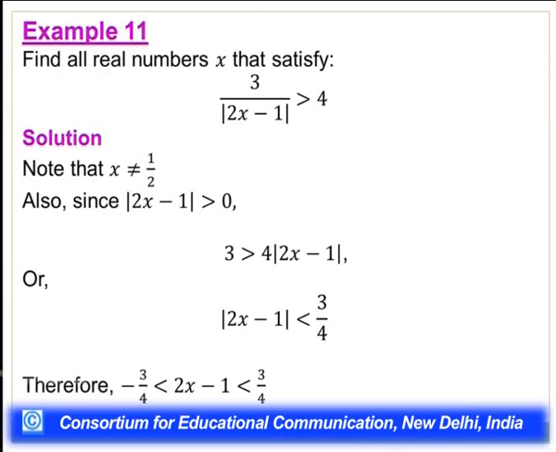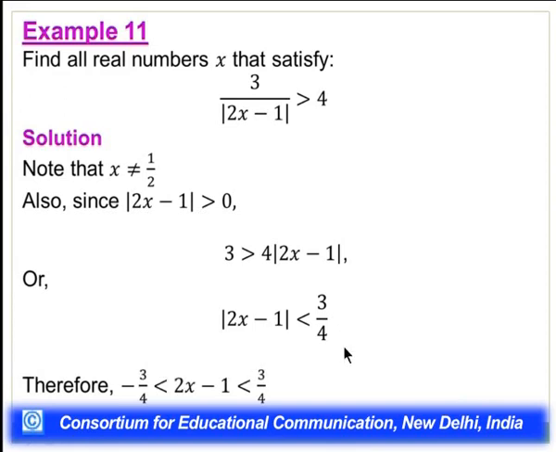This inequality here in example 11 is 3 divided by the absolute value of 2x minus 1 is greater than 4. Again, at the outset, let's rule out division by 0. So here we have in our solution that x cannot be equal to half. Also, because the absolute value of a number is always positive, I can very simply cross multiply by mod of 2x minus 1, or multiply both sides of the inequality by mod of 2x minus 1 to get 3 is greater than 4 times mod of 2x minus 1, or mod of 2x minus 1 is less than 3 by 4.